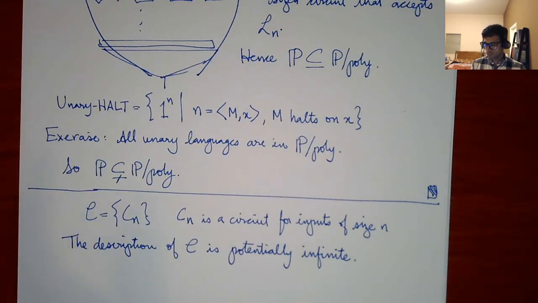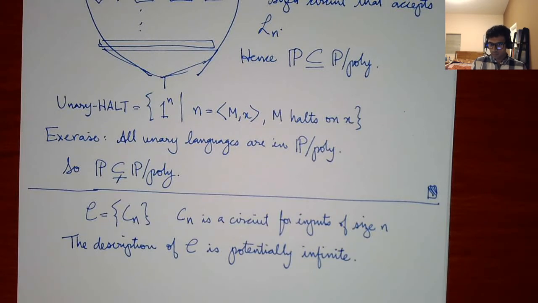I see. So you can choose a circuit family for this language. Exactly. The description of that circuit family is potentially infinite. If you wanted to explicitly write down what these circuits are, that is potentially infinite, because we know that the halting problem is not decidable.